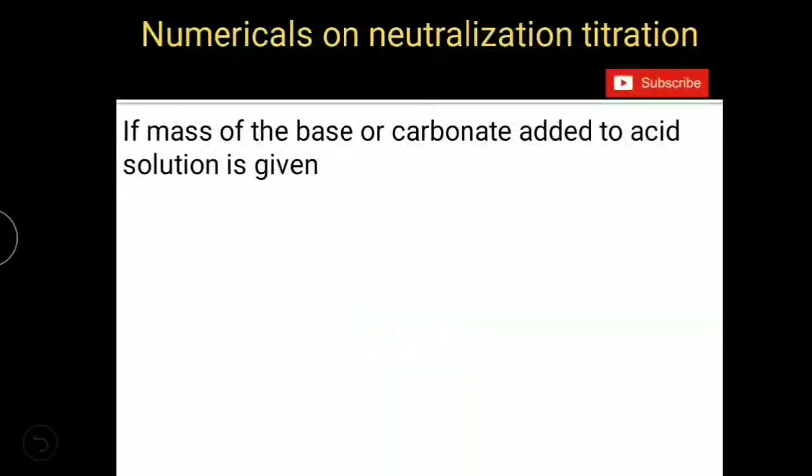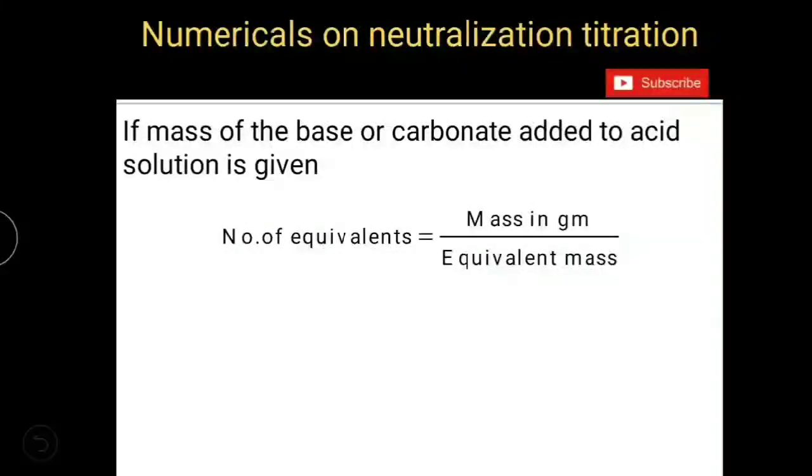But sometimes the mass of the base or carbonate which is added to the acidic solution will be given. If the mass is given, then the formula to find the number of equivalents is mass in grams divided by equivalent mass.